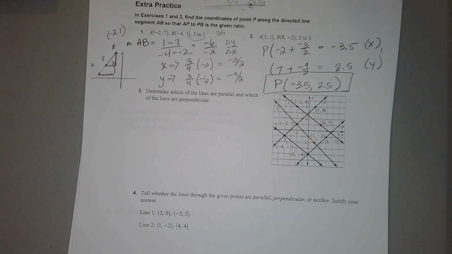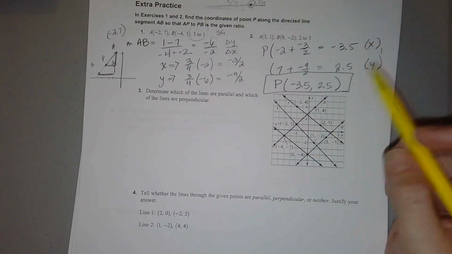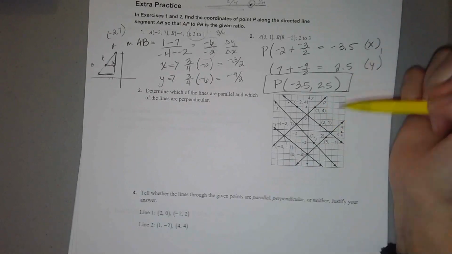All right, number 3 says determine which of the lines are parallel and which of the lines are perpendicular. On this one, what I would do is figure out the slopes of all of these. This takes a little bit of time, but what you want to first figure out is, you have P and Q.